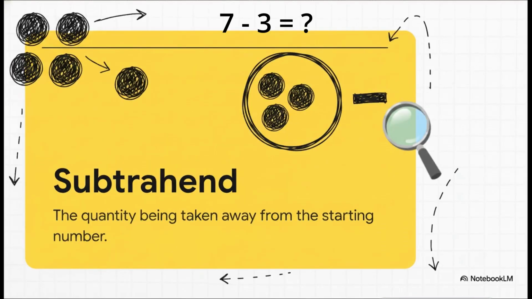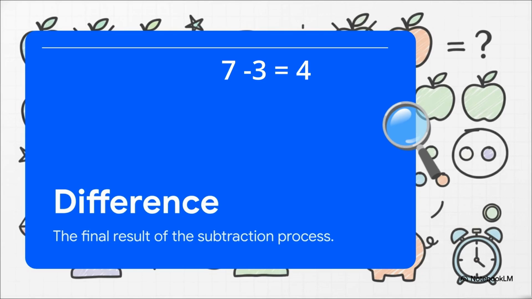Next up is the subtrahend. That's the 3 right here. Now the minus sign just tells us that subtraction is happening, but the subtrahend itself, that is the exact quantity being taken away. So if the minuend was your total money, the subtrahend is the cost of that coffee you're buying. It's the precise amount we're removing from our initial group. And finally, we arrive at the difference, which is the 4. This is our final result. It's the change left over in your pocket. By locking down these 3 terms, minuend, subtrahend, and difference, we make sure we are all speaking the exact same math language as we tackle these problems.